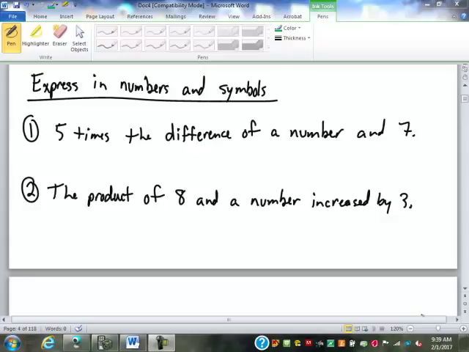So for the first one here, we'll discuss these together. 5 times the difference of a number and 7. So the question is, obviously we have multiplication and difference means subtraction.